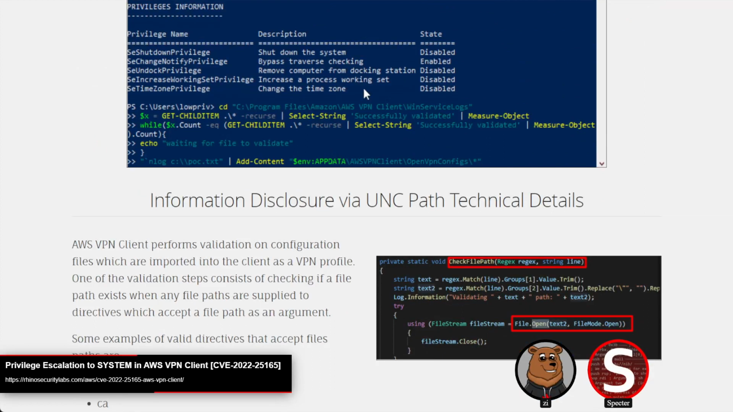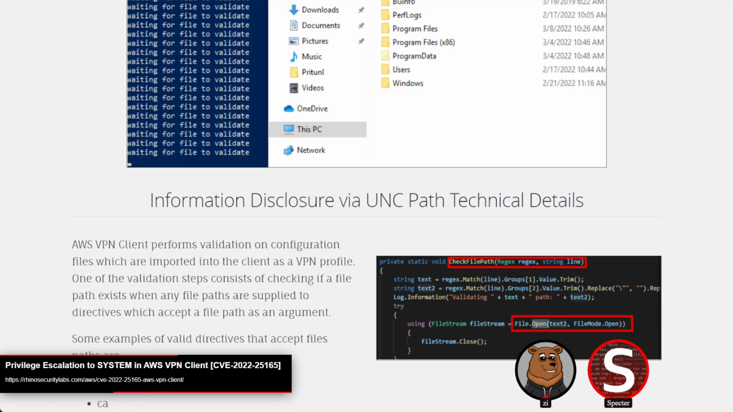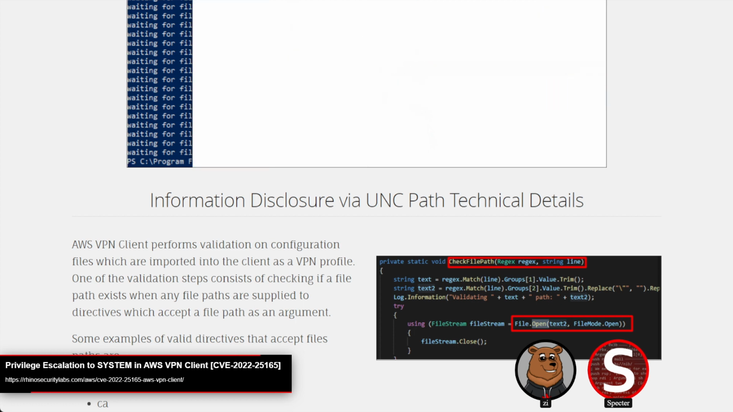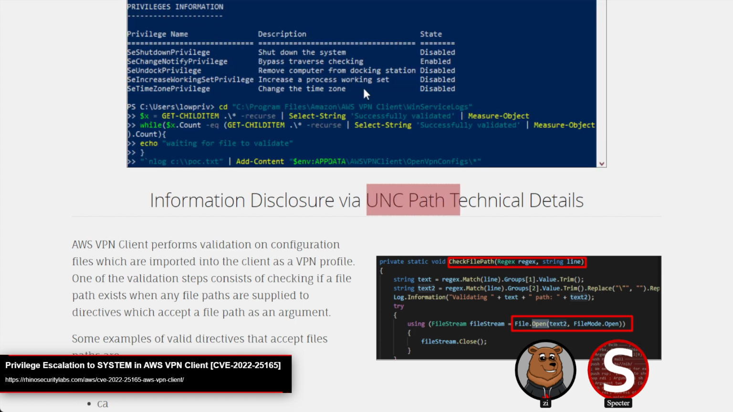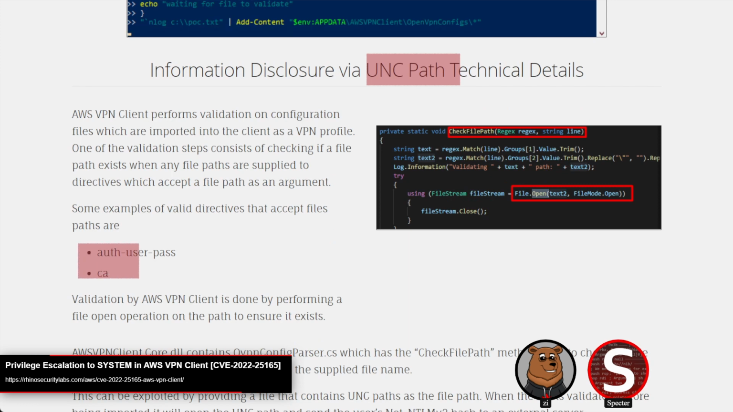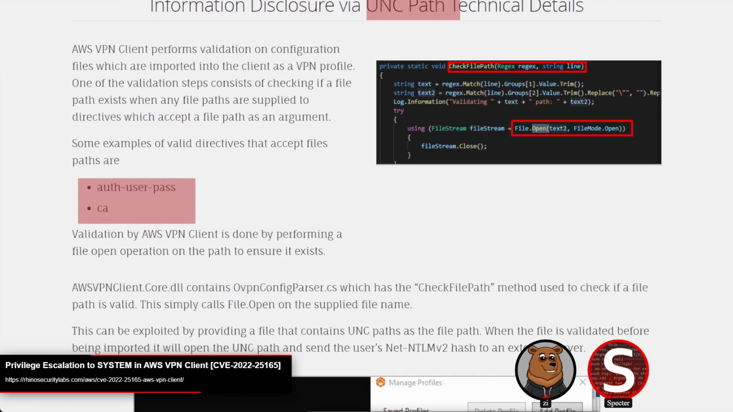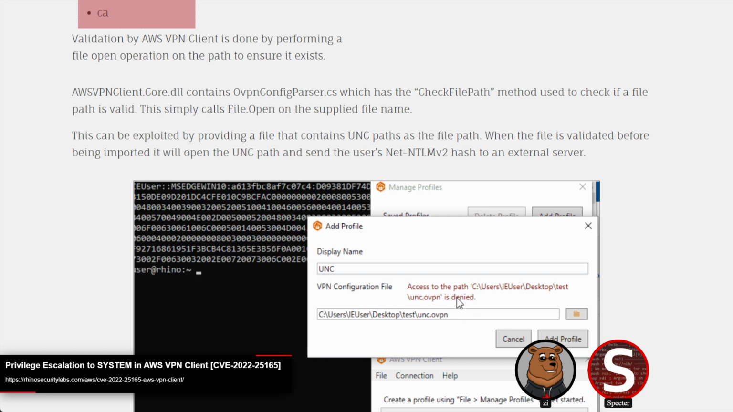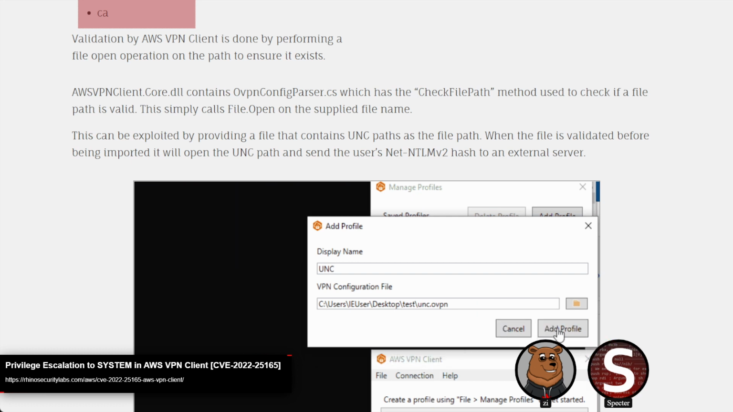This is actually in the validation of the config file itself, and the problem there is when it tries to check the file paths that are supplied to any directives that use them, they do a pre-check to see if the file even exists. To do that, they simply use a try catch and see if they can open the file, which makes sense. That's a common way of doing it. But the problem is, it's possible for an attacker to pass a UNC path in there.